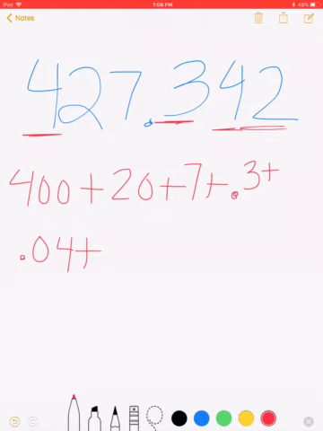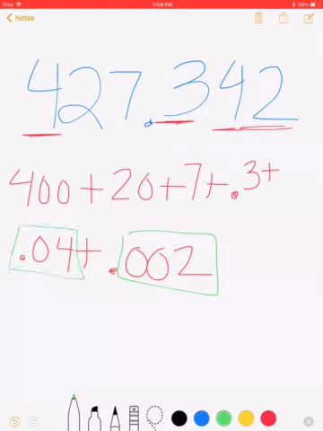And then lastly, that 2 is worth 2 thousandths. So I have to make sure when I write it out that 2 ends up in the thousandths place. So that's a little bit of a bigger number, but just making sure that I'm paying attention to all the place values, because this 2 has to say 2 thousandths, and this one has to say 4 hundredths, and so forth with that with 3 tenths.